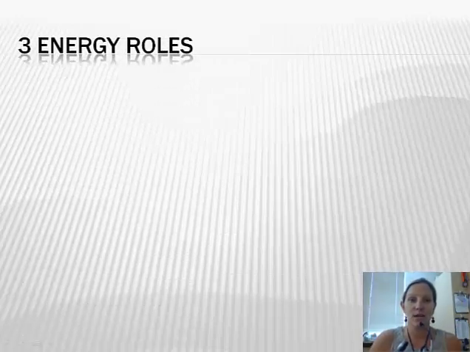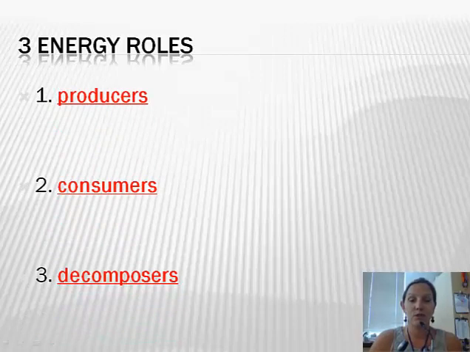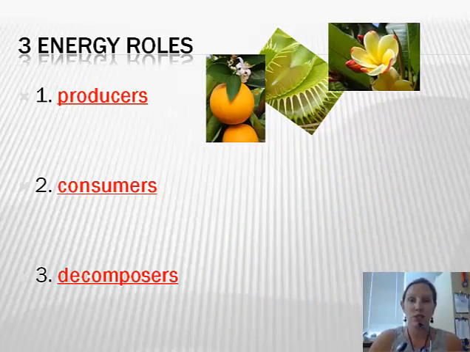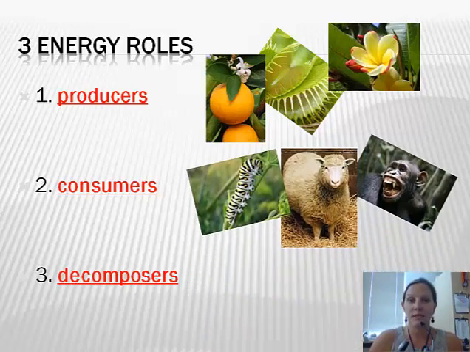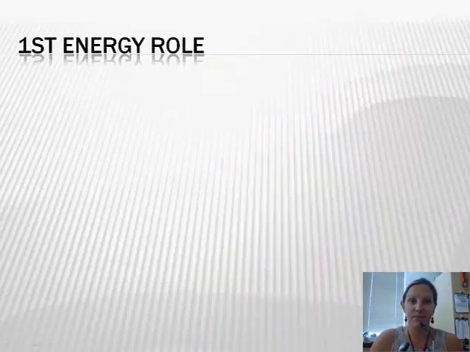Okay, let's talk about the three energy roles. The three energy roles are producers, consumers, and decomposers. You don't need to write that down explicitly because I'm going to define them later for you. Producers are going to be anything that's green that gets their energy from the sun. Consumers are things, typically animals or other organisms, that eat other things. And then you're going to have your decomposers. Now let's break this down and talk about just one thing at a time.